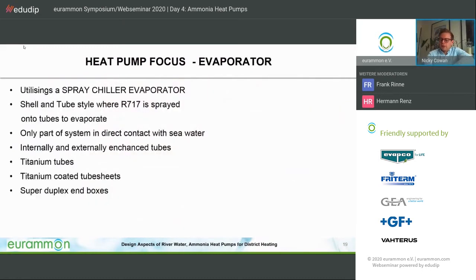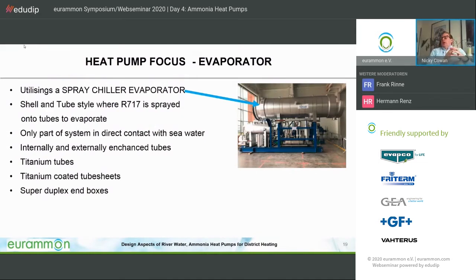If we go back to the evaporator to focus on it, it's a shell and tube. So we have the river water coming in, going through the tubes. We have the liquid ammonia getting pumped up to the top of the vessel, and there's a spray bar along the top. So we spray the ammonia onto the tubes, and that gets boiled off and sucked back into the compressor. The tubes are titanium.